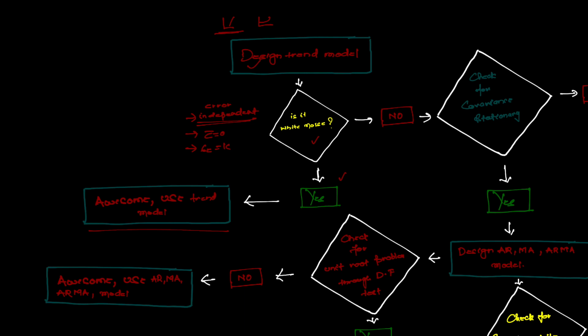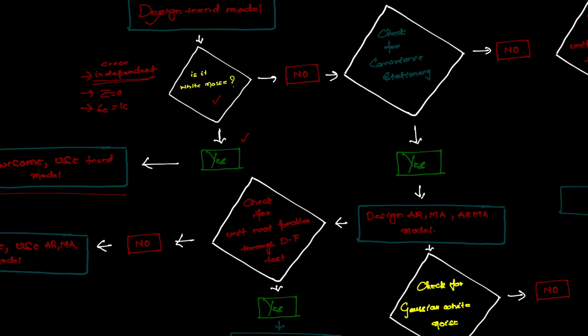Now, what if the trend model does not follow the white noise process? If the trend model does not follow the white noise process, you have to check for covariance stationary. Covariance stationary in what? Error term or y? Y. Do not make this mistake. You are not going to check for the covariance stationary property in the error term. You will check the y you are trying to forecast, whether that y follows the covariance stationary or not.